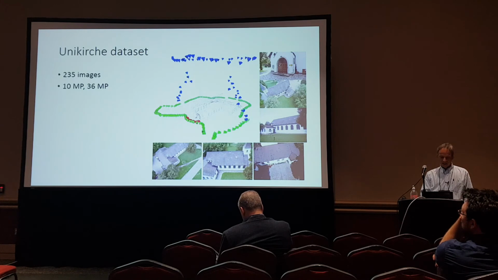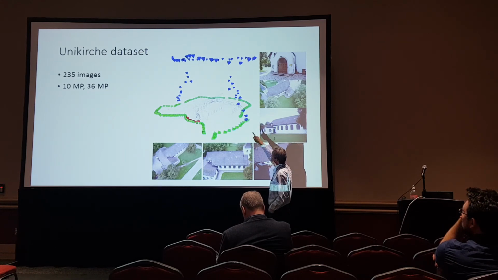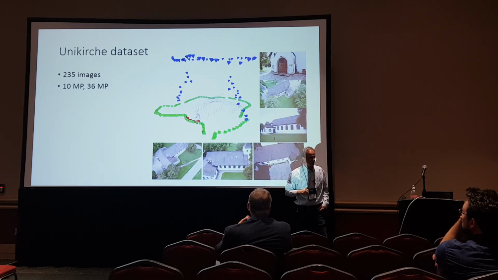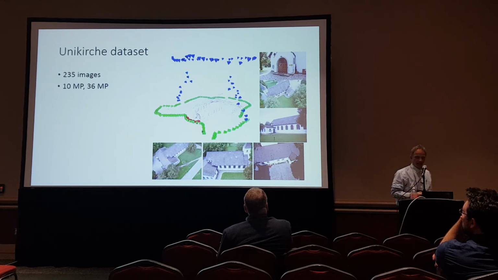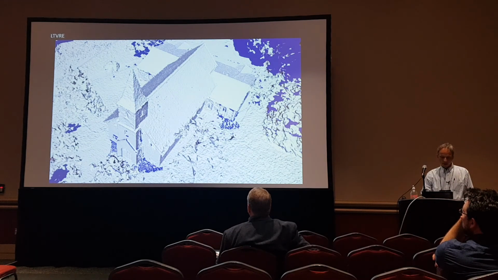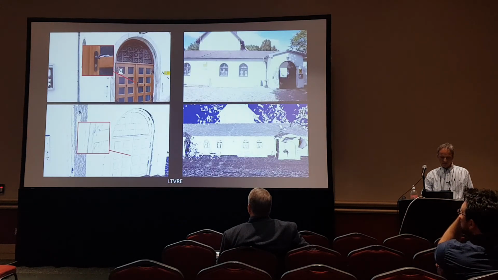Here's another very large data set. So this is a church on the Uni-Bundeswehr property, and the green and the blue views were taken from a drone, the green ones from the ground, and then the red ones were taken just around the entrance of the church with a 36 megapixel camera, and again, it's to demonstrate that it can handle these conflicting resolutions. And so this is our method here. Our results, PMVS, Fuhrmann Goesele, and then here's some details.